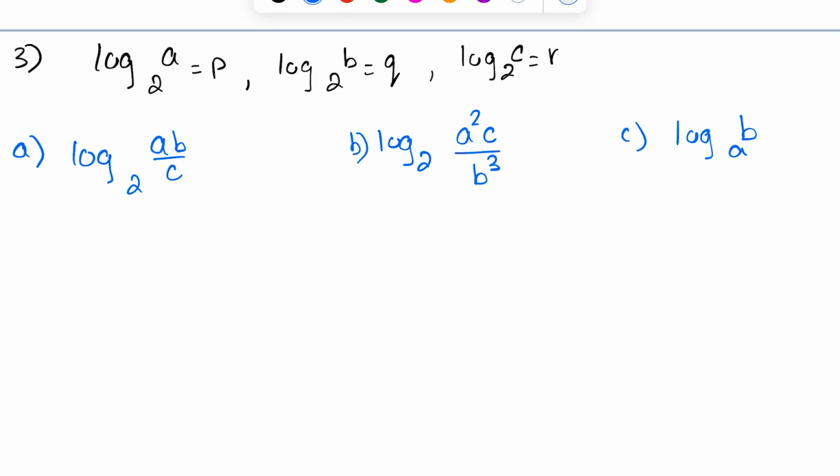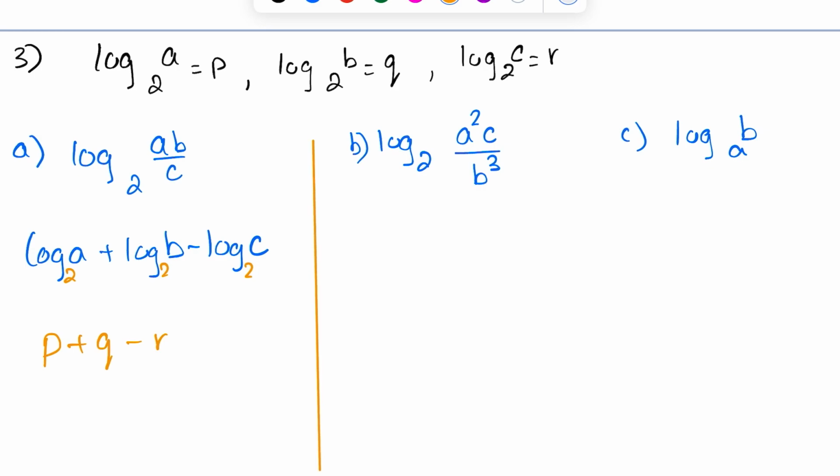So for that, what should I be doing? So this is log A plus log B minus log C. Multiplication becomes addition and division becomes subtraction. Now all are base 2. So log A to the base 2 is P, log B to the base 2 is Q, and log C to the base 2 is R. That is the first part, part A.